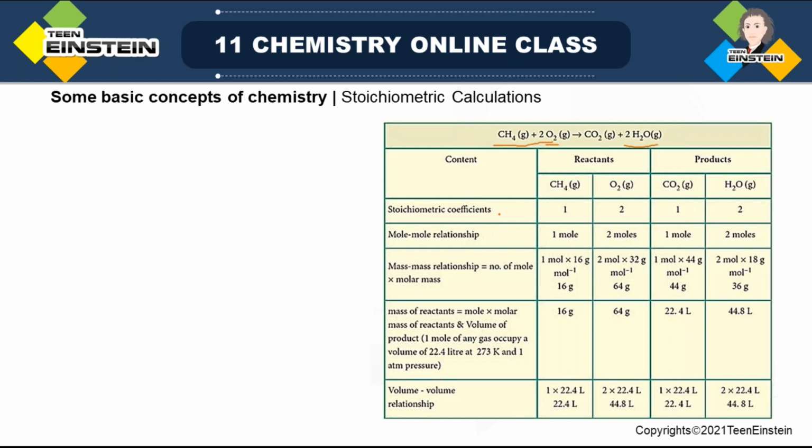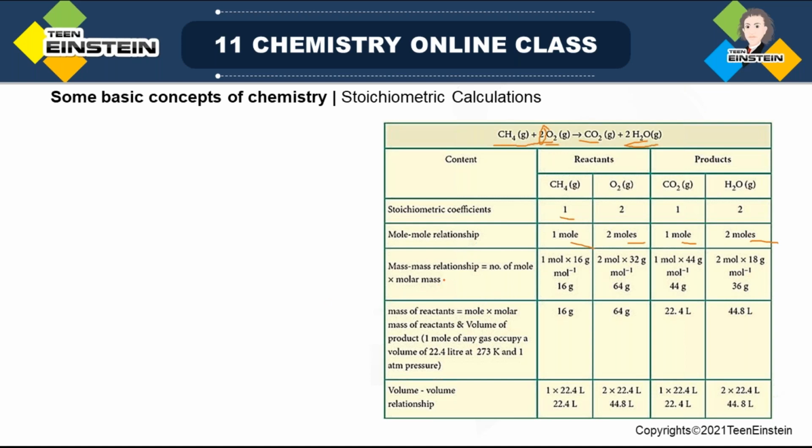Now look at this table. Here reactants are methane and oxygen. Products are CO2 and H2O. All are gaseous. Stoichiometric coefficient is the term that is present before each formula. It is 1 for methane. Look at the balanced equation, it is 1. It is 2 for oxygen. It is again 1 for CO2, again 2 for H2O. So if you want to know the mole ratio of these 4 species, it is 1 to 2, then again 1 to 2, 1 to 1.